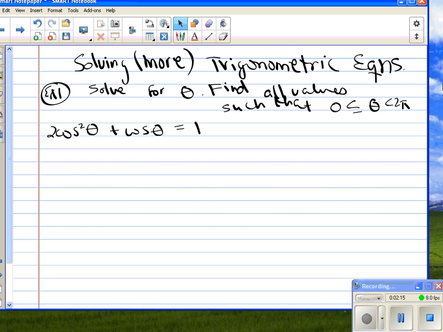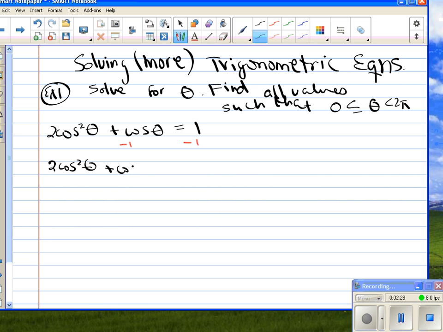Yeah, let's see, I think that's a good place to start. Let's subtract the 1 so that it gets to the other side. Let's see if that helps us at all. 2 cosine squared plus cosine. Now, when I subtract the 1, I can't subtract it from any of these terms because they're not like terms. And then who am I left with on the right side? 0. It's usually a pretty good place to start. Set it equal to 0.